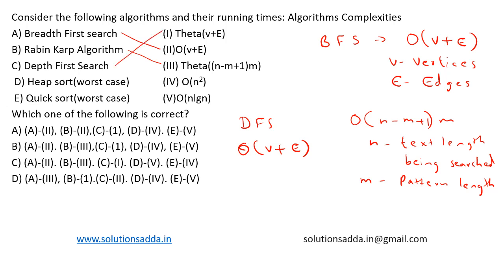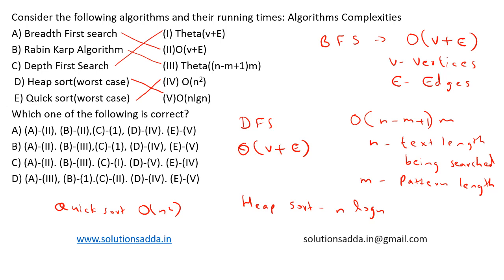Now in heap sort and quicksort. In heap sort, the worst case time complexity is order of n log n. This is the worst case time complexity for heap sort, where n represents the number of elements to sort, n log n. Whereas quicksort, it is order of n square. And this n square happens when the array is already sorted, so that the partition divides the pivot element into two unequal halves. So E is mapped to 4.